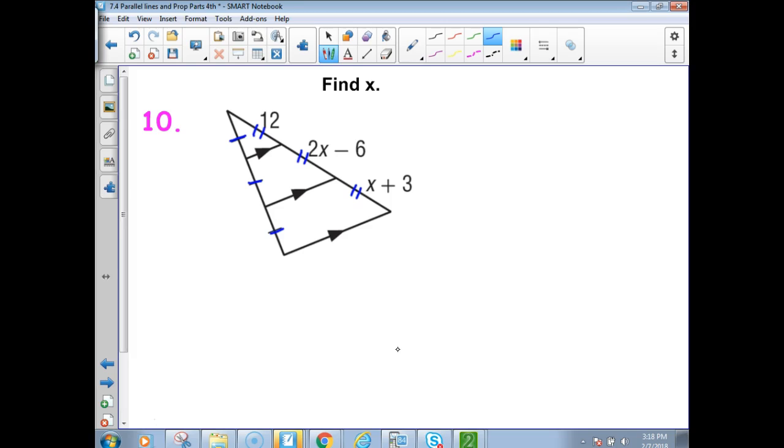What's the easiest equation I could write? How about I do x plus 3 equals 12. All those segments are 12. So if you want to solve for x, just set x plus 3 equal to 12. Subtract 3 and we get 9. If you were to plug 9 back in here, you would find out that gives you 12 for each segment, which is what they should be.